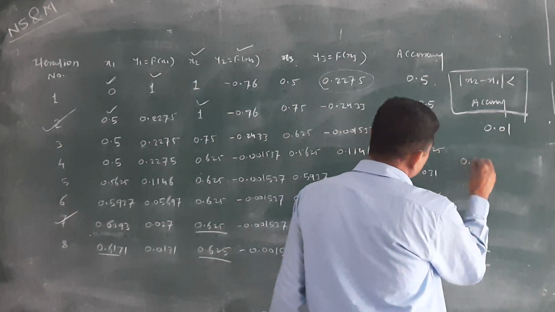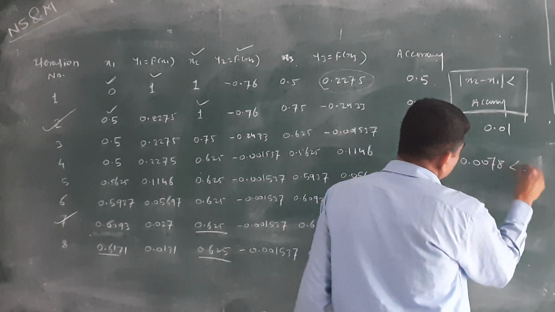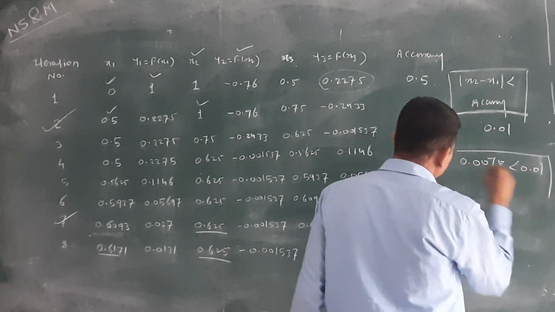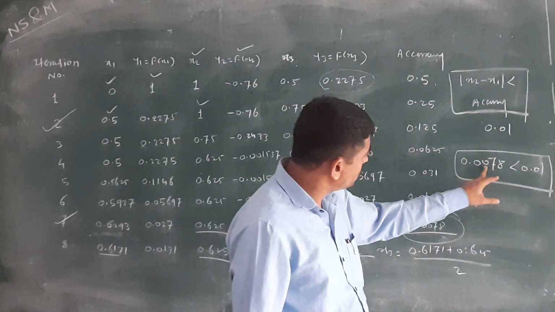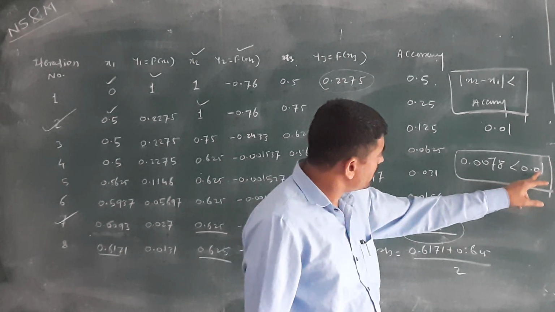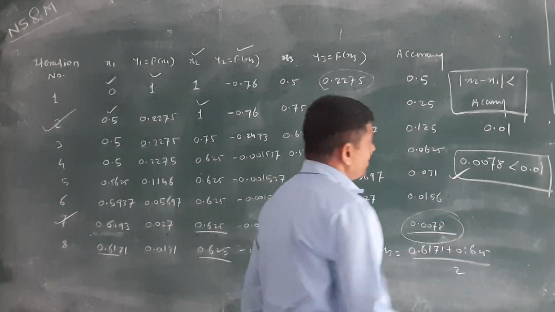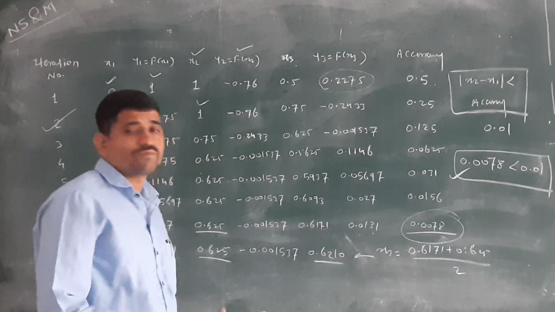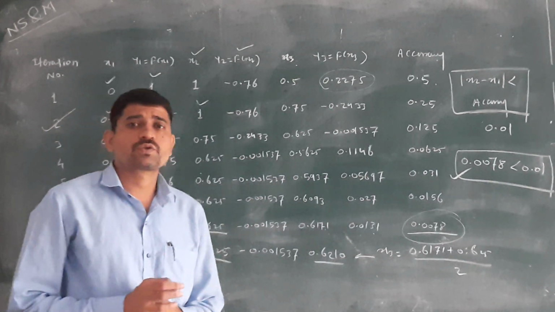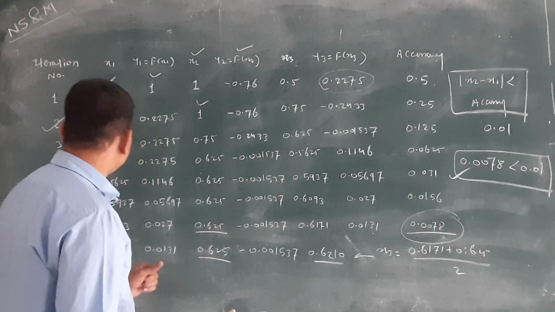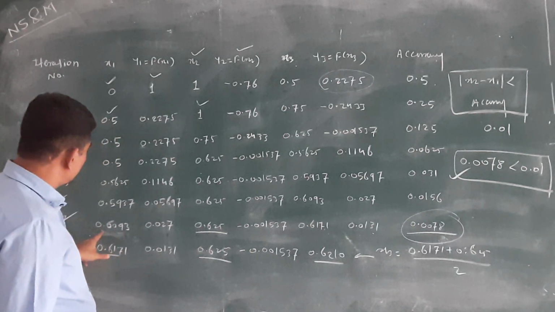I will write it here, 0.0078. Okay, is this value less than 0.01? Check that. We have 0.0078 and we require the accuracy 0.01, so it is less than that value. This condition is satisfied. Then we will stop the solution and find the root of the equation. Means we will get the new guesses for x1 and x2. What is this new guess?